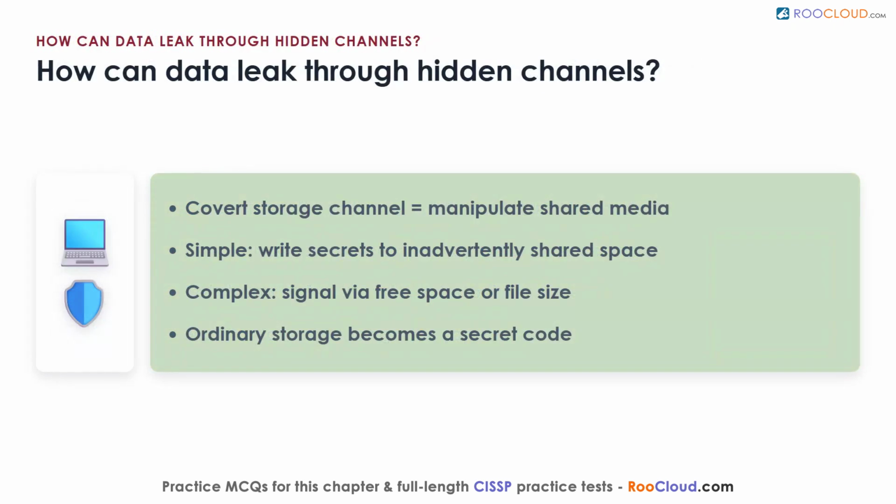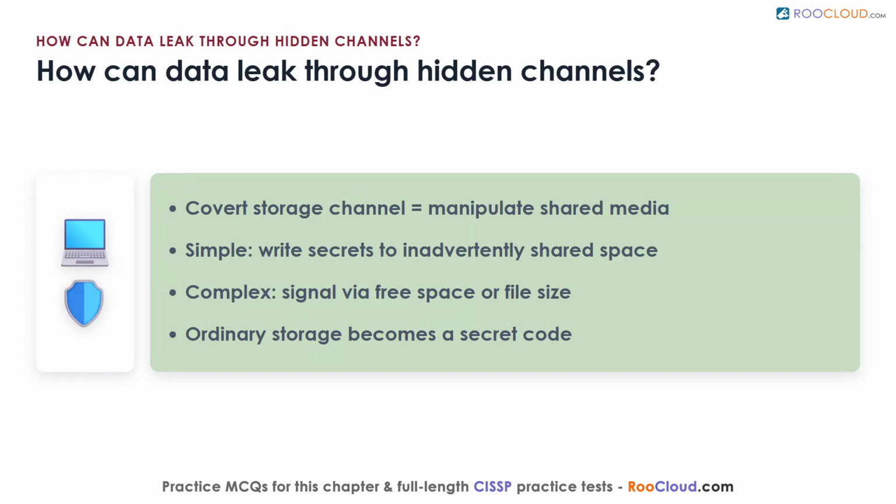The second major threat is the covert channel attack. A covert storage channel smuggles sensitive data between classification levels by directly or indirectly manipulating shared storage media. In its simplest form, this means writing secret data to a portion of memory or storage that is inadvertently shared. More sophisticated versions signal information by manipulating something indirect, like the amount of free space left on a disk or the size of a file, turning ordinary storage behavior into a secret code between security levels.